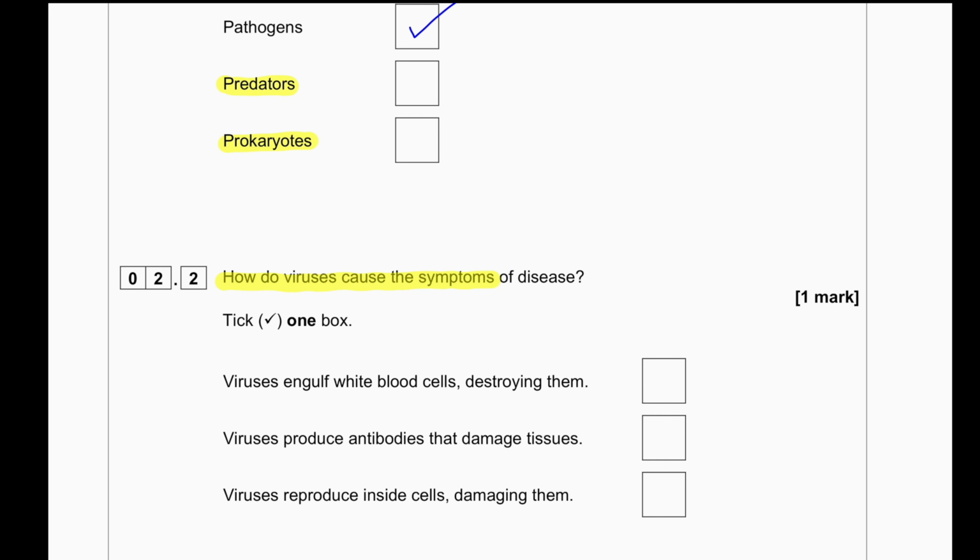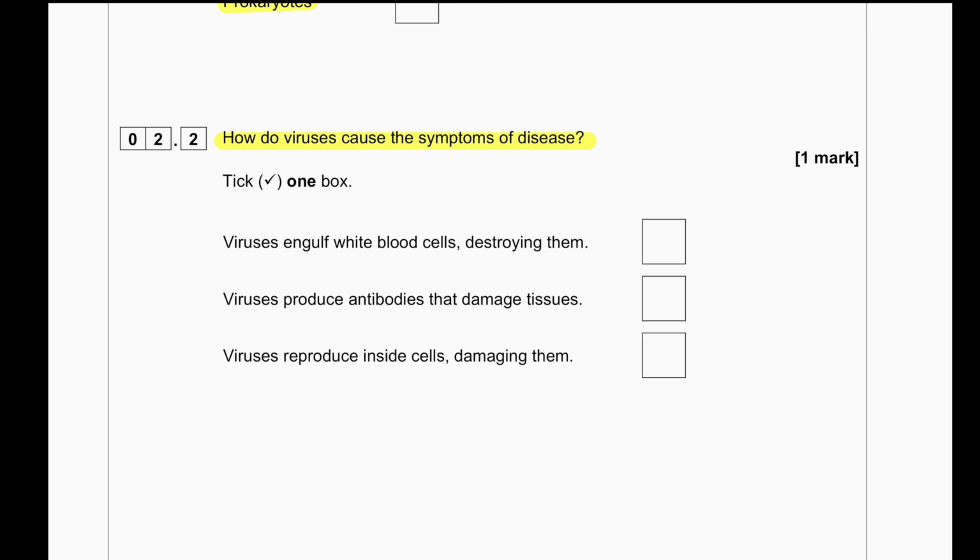How do viruses cause the symptoms of disease? Viruses engulf white blood cells, destroying them. Viruses are very small compared to a white blood cell, so definitely they do not engulf it. Viruses produce antibodies that damage tissues. Our white blood cells are responsible for producing antibodies, and thereby, this is also a wrong statement.